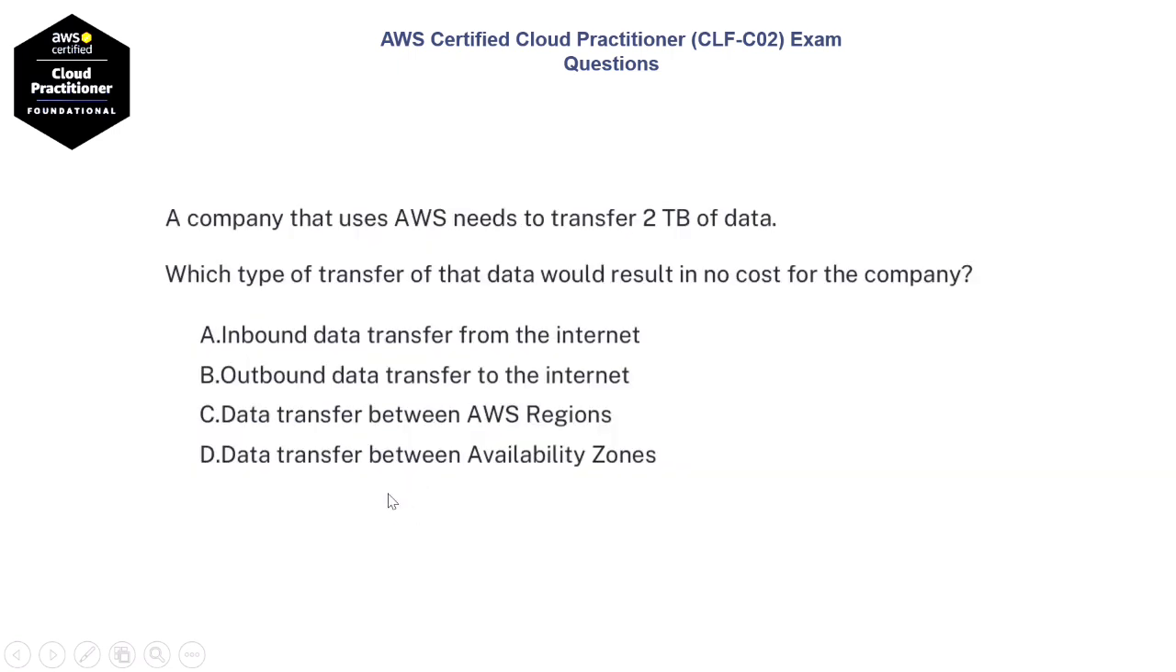Next question. A company that uses AWS needs to transfer 2 TB of data. Which type of transfer of that data would result in no cost for the company? Option A, inbound data transfer from the internet. Option B, outbound data transfer to the internet. Option C, data transfer between AWS regions. Option D, data transfer between availability zones. The correct answer is option A, inbound data transfer from the internet.